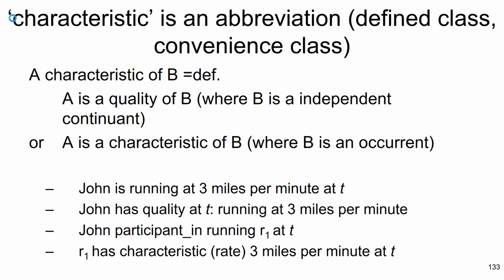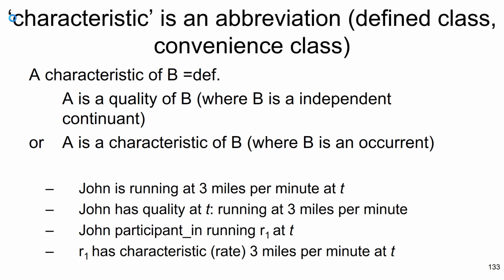And the way BFO will treat these things now is as follows. We introduce, not as a new class or a new universal in BFO, but as an abbreviation, the term characteristic. Characteristic involves either process qualities or object qualities. And then to capture in BFO terms what's going on here, if John is running at 3 miles per minute at a certain time, that means that John has a quality at that time of running at 3 miles per minute. That's a BFO quality. Just like John has a height at time t of being 6 feet tall.